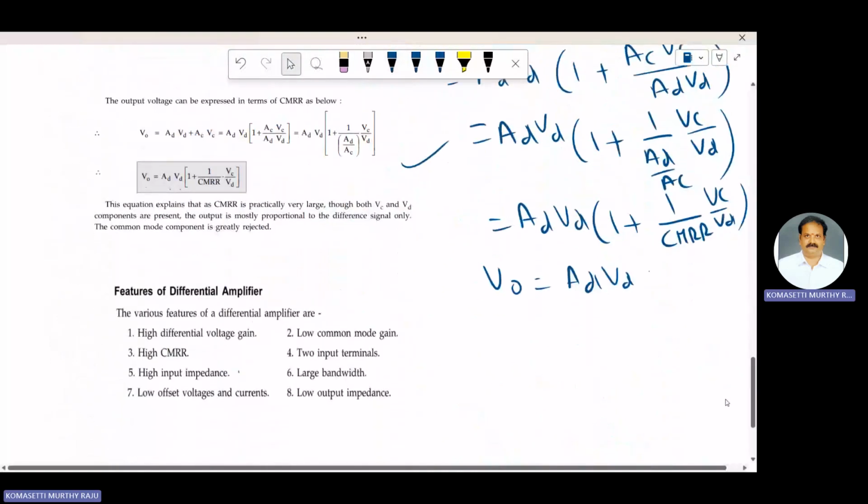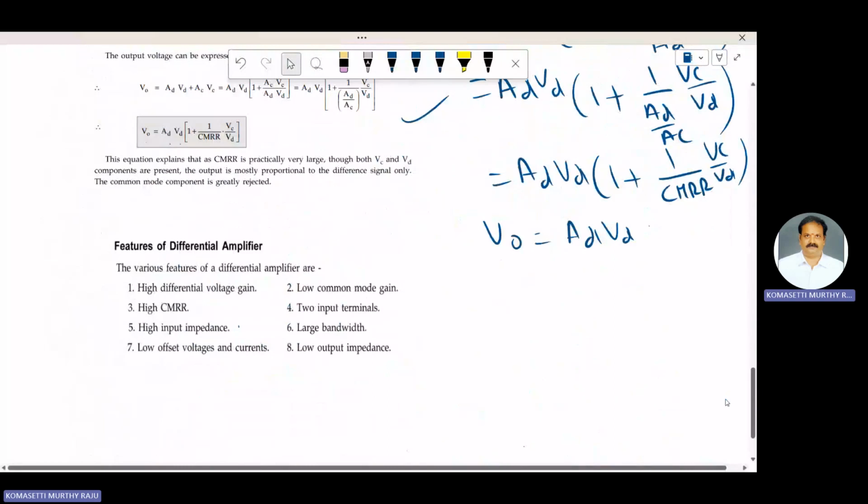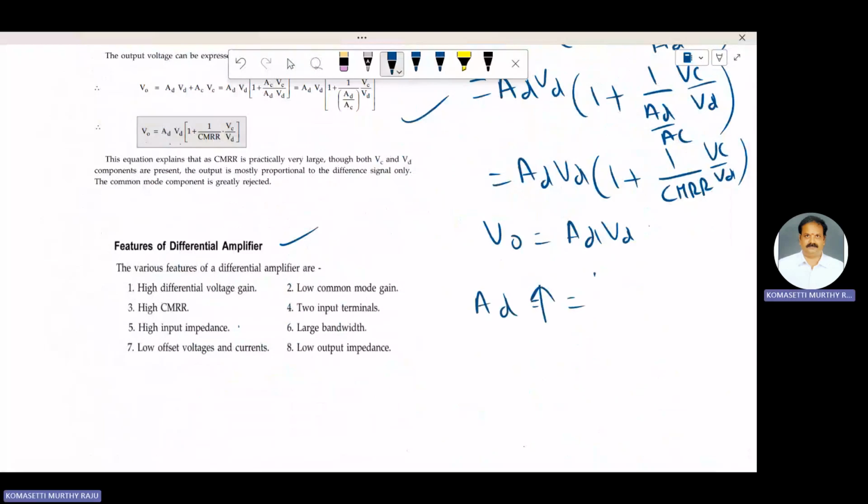There are some important parameters to explain. Features of a differential amplifier are high differential voltage gain. AD is high because AD is equal to V0 by V1 minus V2. If V1 is equal to V2, V0 by 0 is equal to infinity.